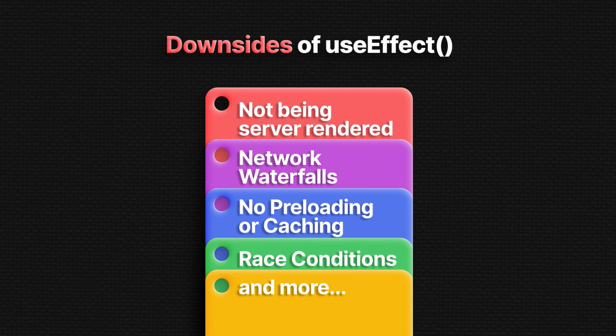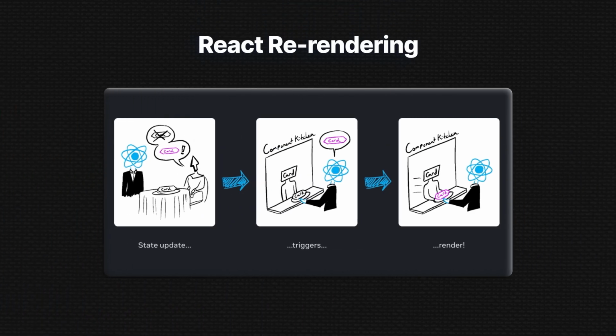Now, let's highlight why this is more of an issue in React compared to other libraries and frameworks. React has a very specific way of updating and re-rendering components. Now, the purpose of this video isn't to talk about the virtual DOM or how React renders, but I'm just going to explain a bit more about re-rendering to highlight why it's such a bad idea to put data fetching in a useEffect hook.